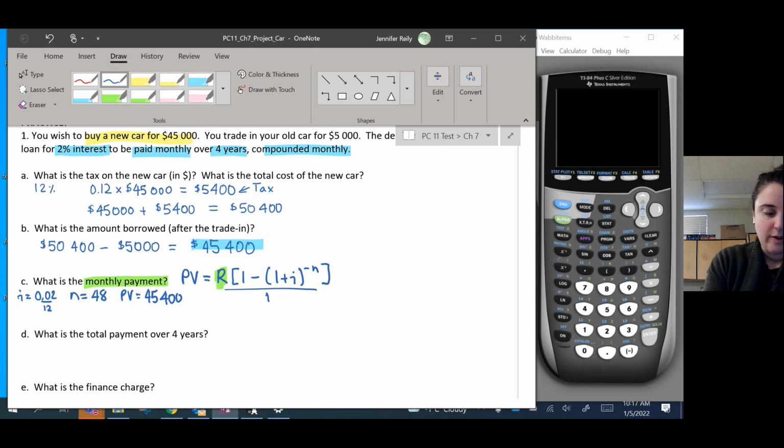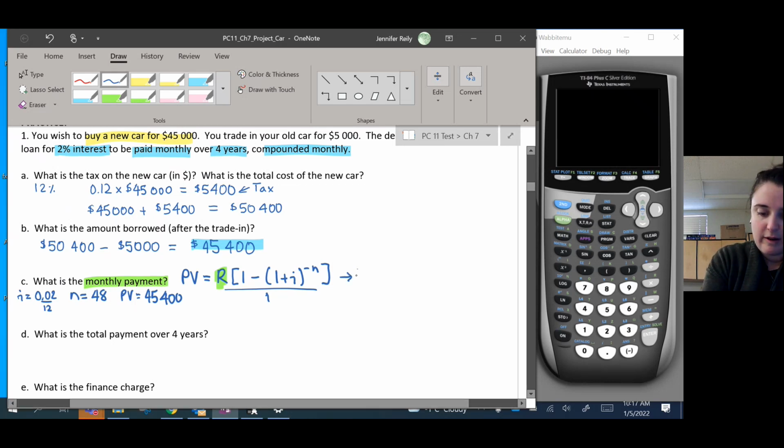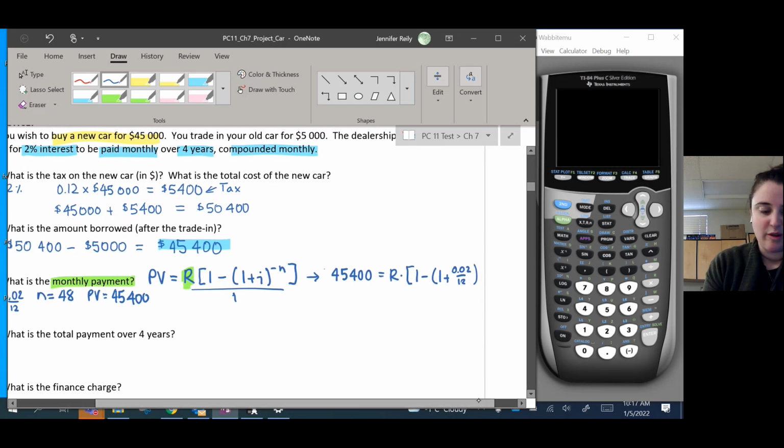Okay, so let's plug everything in here. So it'd be 45,400 equals R times (1 minus (1 plus 0.02 divided by 12) to the power of negative 48), all divided by 0.02 over 12. We need to do a little bit of algebra. That happens to be kind of a nasty decimal, so I'm just going to leave it as a fraction. That way it'll be much more accurate in my calculator.